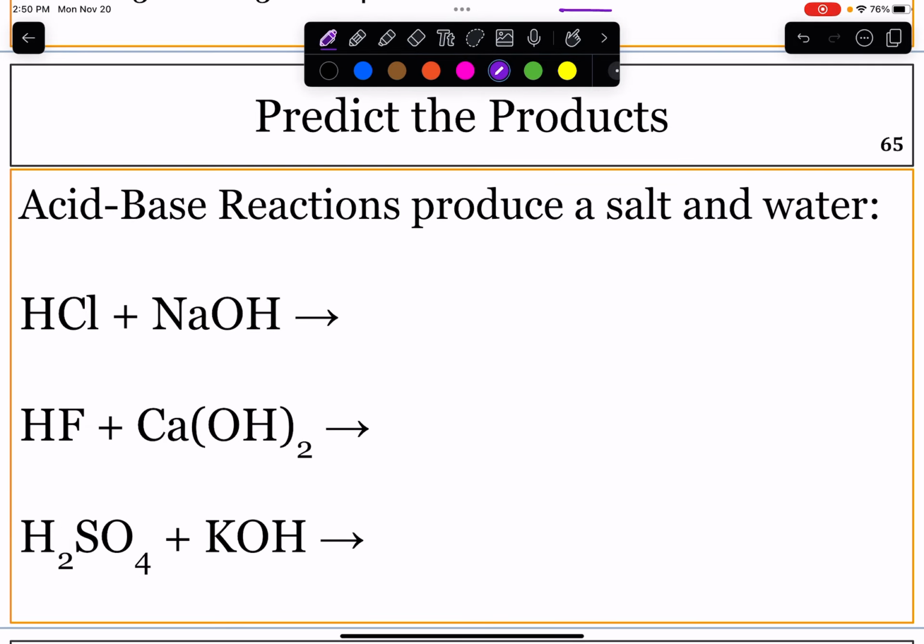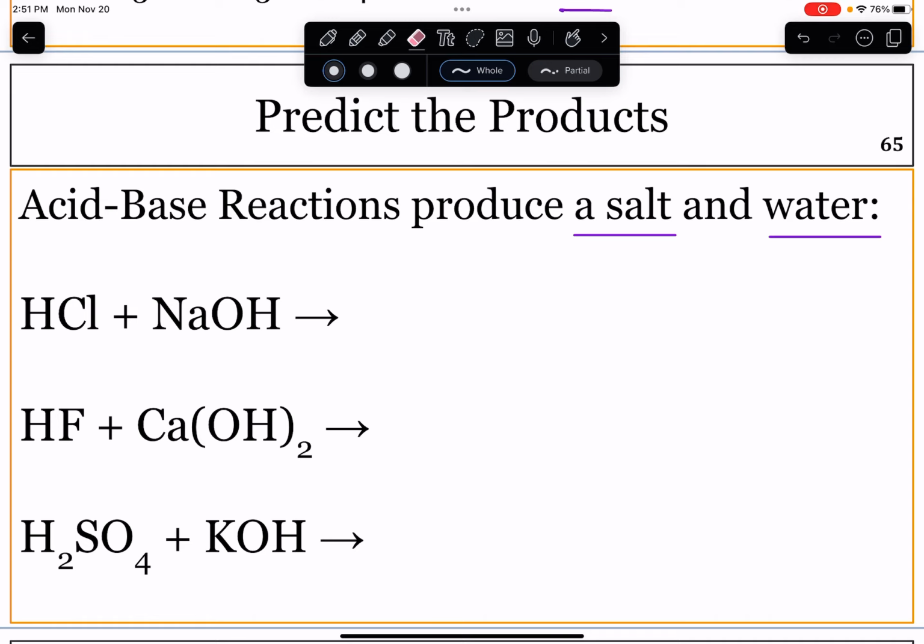Acid-base reactions are actually very similar to double replacement reactions. If you remember, an acid is a compound with the hydrogen in front, so HCl, HF, and H2SO4 are all acids. Bases have hydroxide at the end of the compound, sodium hydroxide, calcium hydroxide, and potassium hydroxide. These are all bases. So when you have an acid and a base and they neutralize each other, they produce always a salt and water. If you remember, a salt is not just sodium chloride. Any ionic compound is a salt.